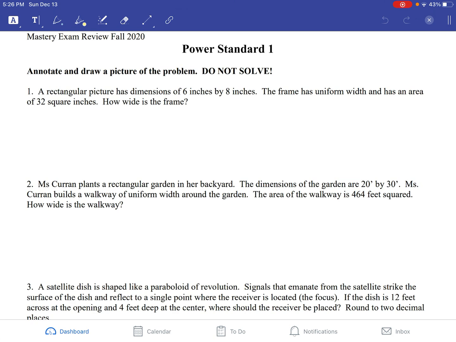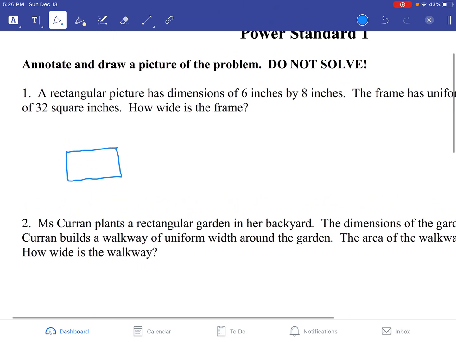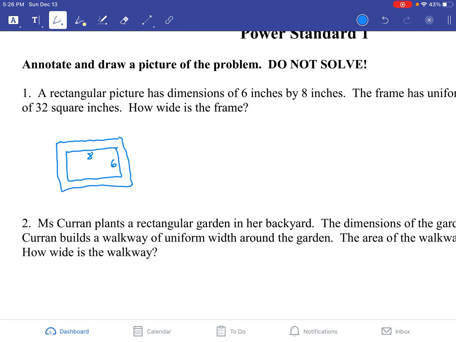Okay, so we have a rectangular picture, and it has dimensions of 6 by 8 inches. The frame has a uniform width and has an area of 32 square inches. So we're going to have this as our picture, and it is going to be 6 by 8. We have a frame of uniform width.